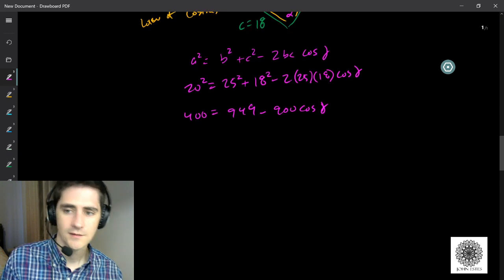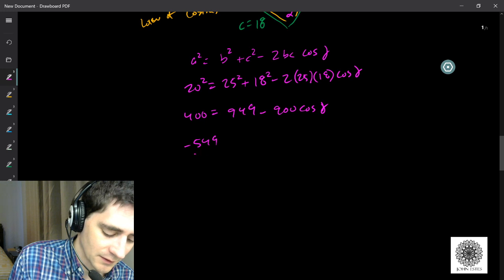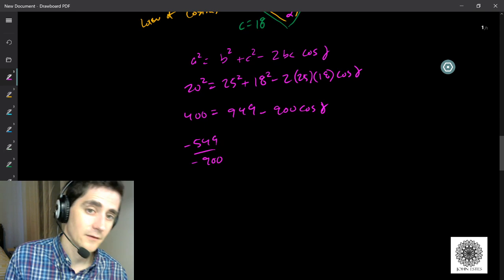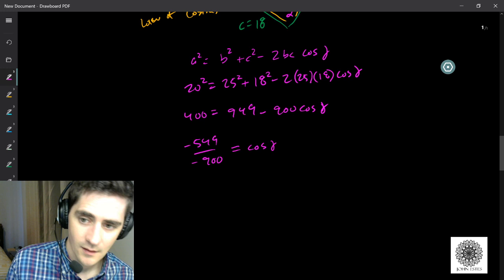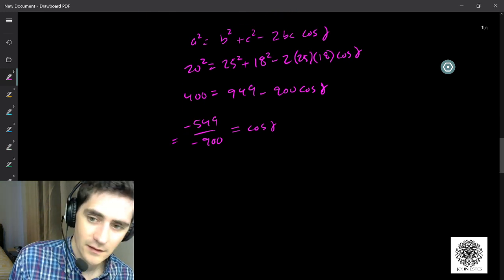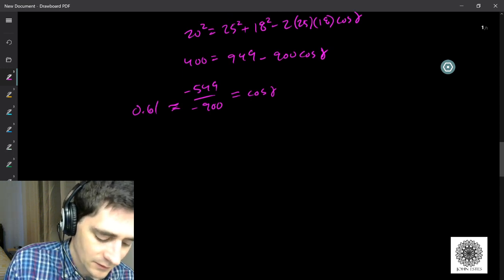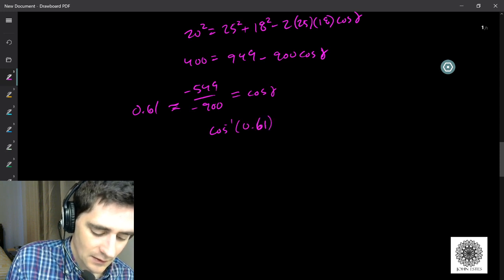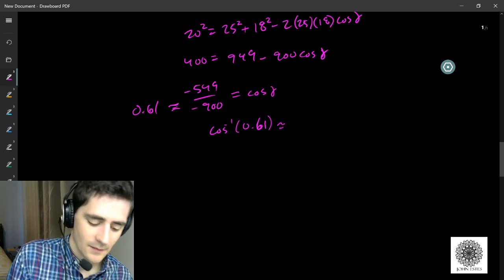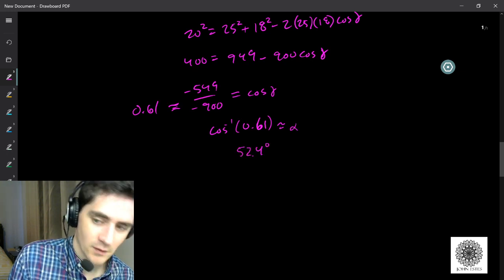Okay, so you're going to end up with this expression, negative 549 divided by negative 900. Right, so that's subtracting the 949 and dividing both sides by negative 900. That's cosine alpha. And this value is about 0.61. So now when I take cosine inverse of that 0.61, I should get an approximation for alpha, which is about 52.4 degrees.